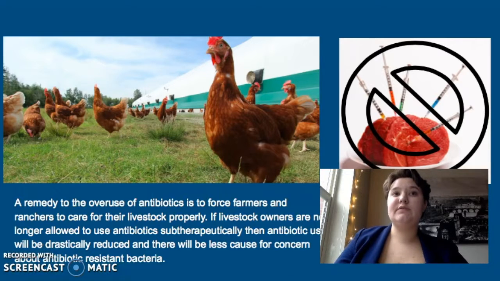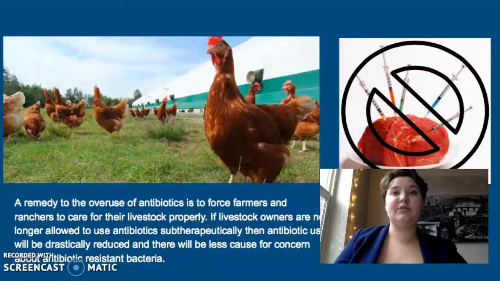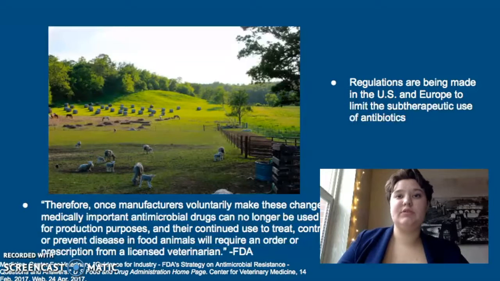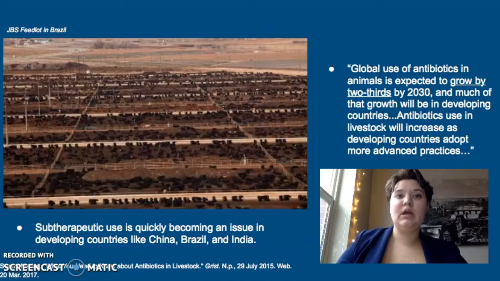Obviously, a remedy for this is to force farmers and ranchers to care for their livestock properly. If livestock owners are no longer allowed to use antibiotics subtherapeutically, then antibiotic use will be drastically reduced, and there will be less cause for concern about antibiotic-resistant bacteria. This is easy enough to implement in developed countries like the US and Europe, where there are already many regulations on the use of antibiotics for growth. In fact, developed countries are already well on their way to ridding agriculture communities of this practice. However, subtherapeutic use is quickly becoming an issue in developing countries like China, Brazil, and India.